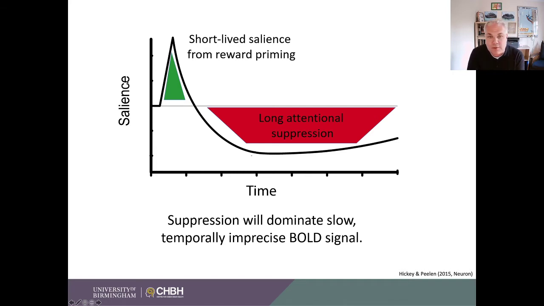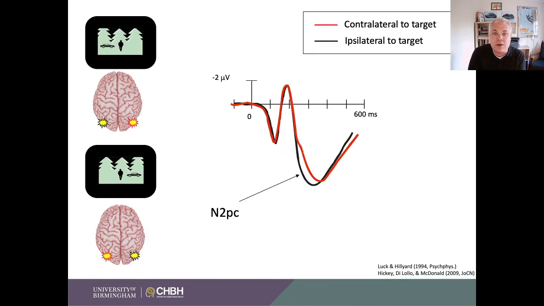And that's the purpose of the current experiment that I'm going to talk about today. So here we moved to using EEG as an index of processing of reward-associated categories in these visual scenes. In particular, we use the N2pc and distractor positivity. Very briefly, the N2pc is an index of attentional selection.